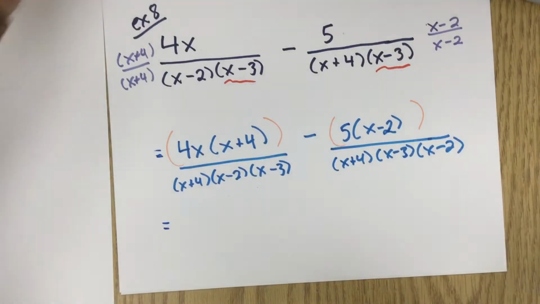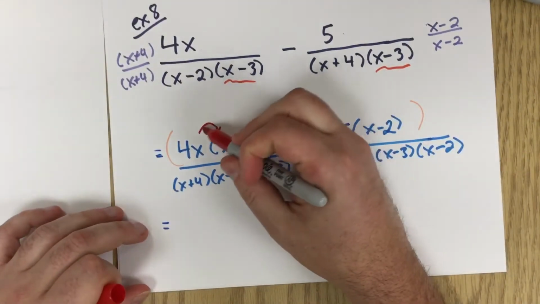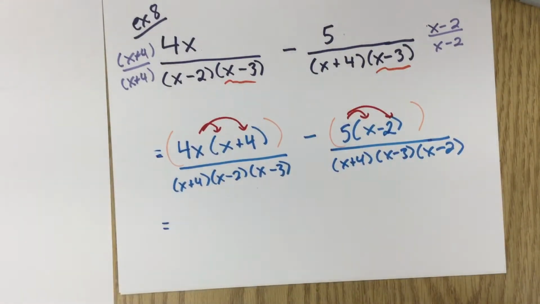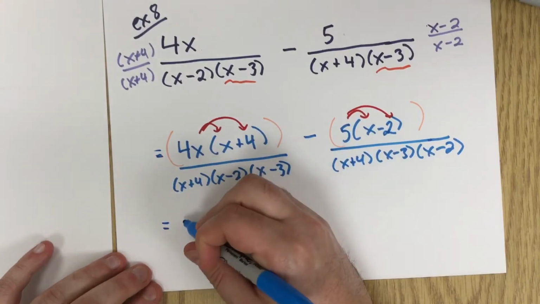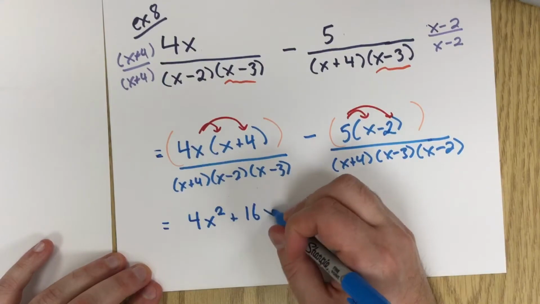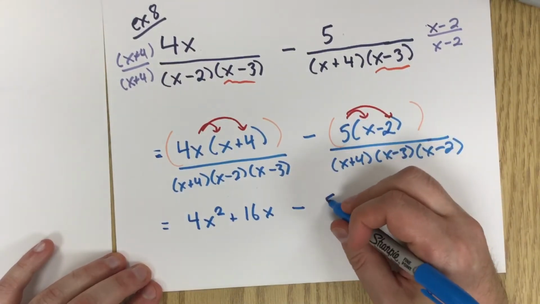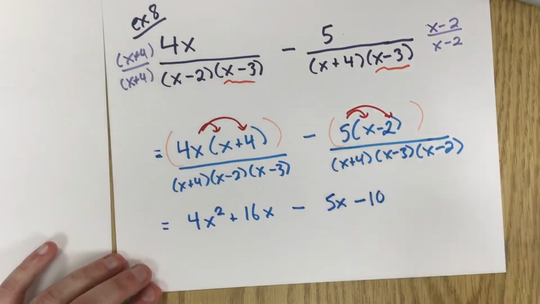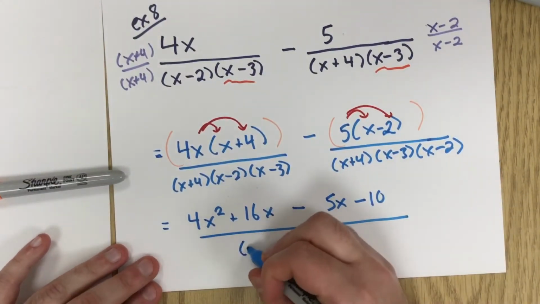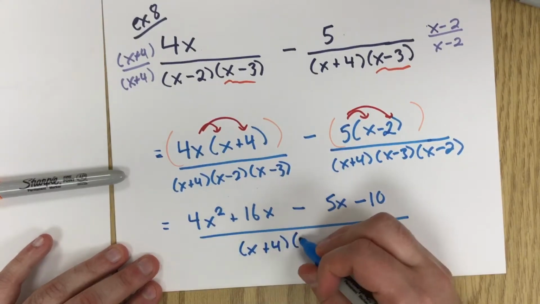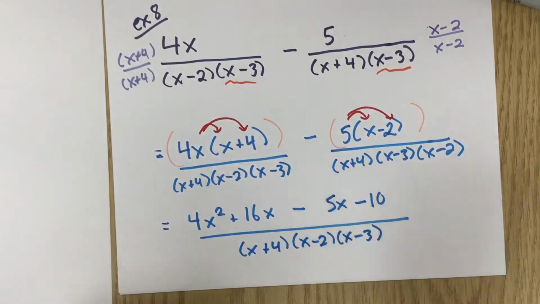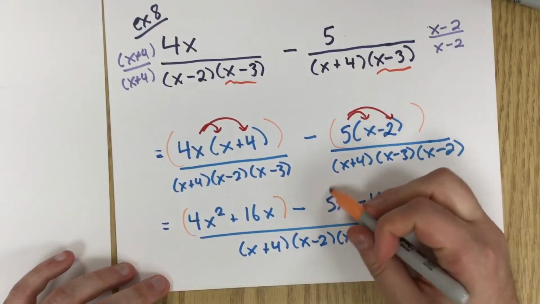So that's going to give us, we're going to expand in. That's going to go there. That's going to distribute to there. So 4x times x is 4x squared plus 16x minus 5x minus 10, all over (x plus 4) times (x minus 2) times (x minus 3), with those brackets still being there.